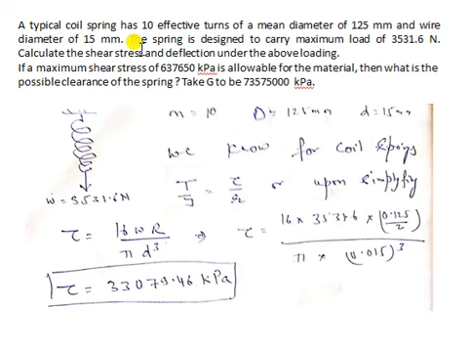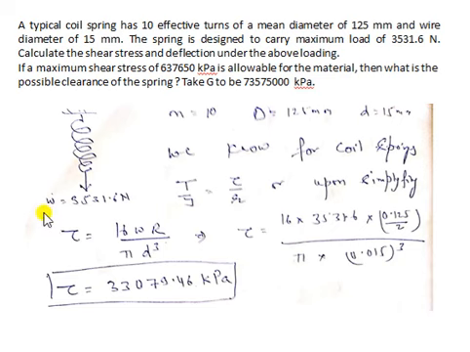Now it has been given in the problem that the spring is designed for a maximum load of 3531.6 Newton. Every time we should take care that the load on the coil spring should not exceed this value. So for this maximum load, it is asking us to calculate the shear stress and the deflection for these designing conditions. So this is part one of this question.